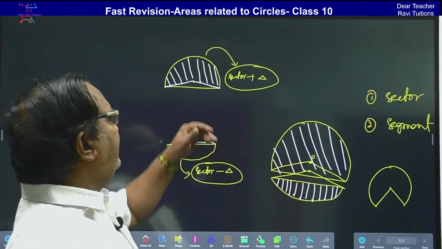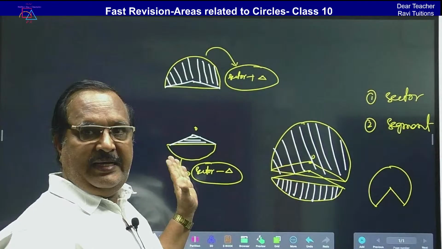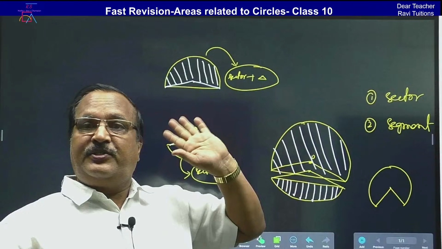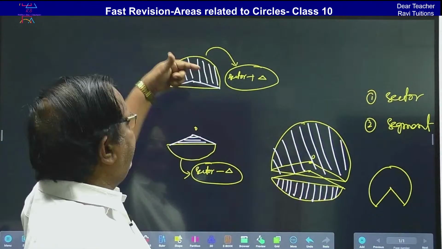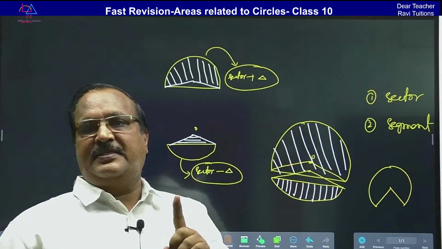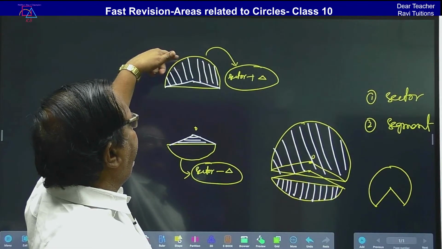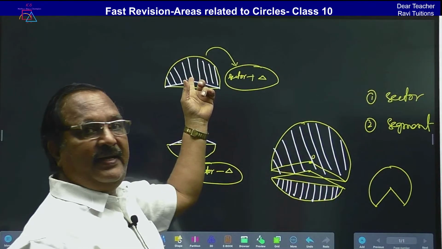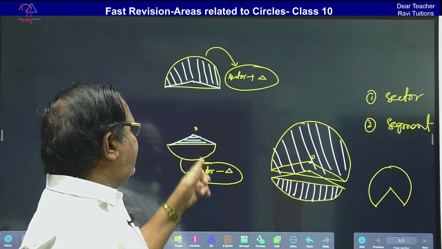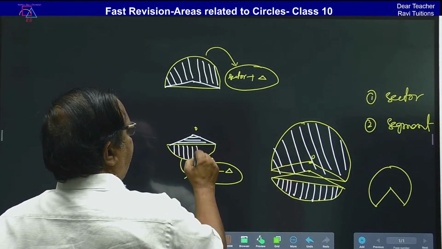If you want to find the area of the segment, whether it is a minor segment or a major segment, you have to find two areas: one is the sector area, the other is the triangle area. Then only you will get the area of a segment. For the major segment, area of the sector plus triangle area is equal to the area of the major segment, whereas for the minor segment, area of the sector minus area of triangle will give the area of the minor segment.